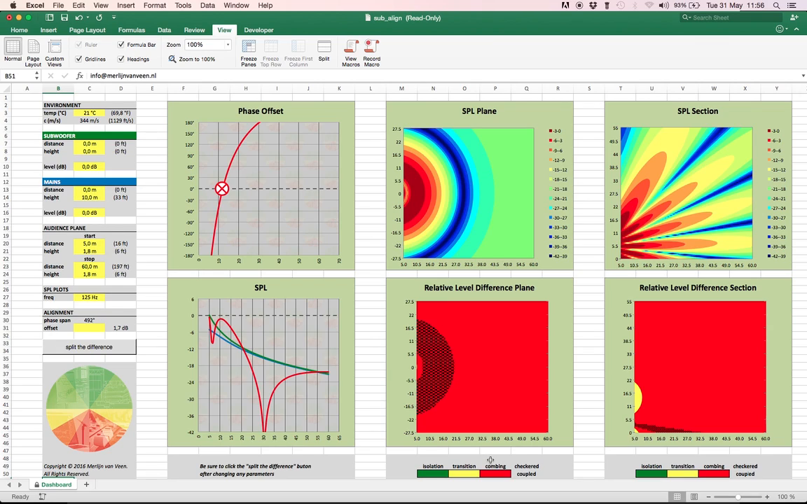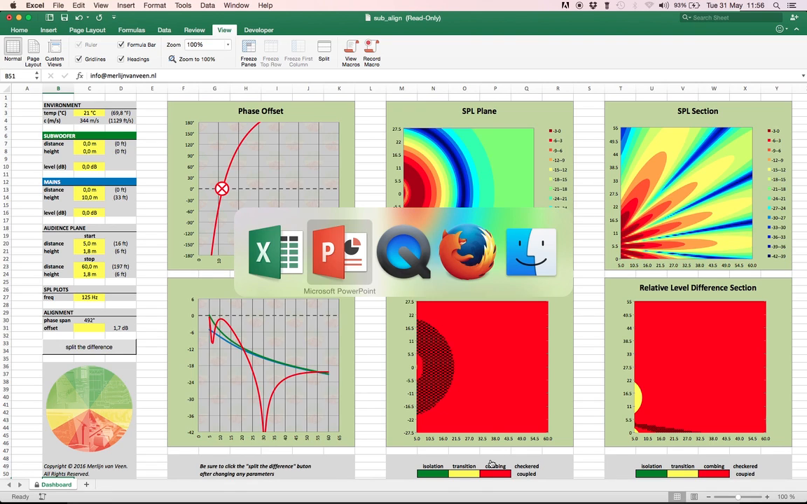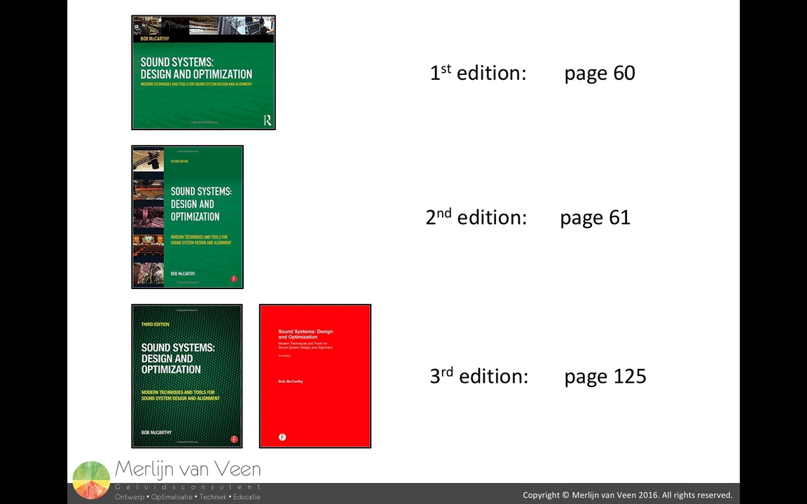Now, for those who do not know what summation zones are, it's beyond the scope of this video to explain that in great detail, and I strongly encourage you to read the chapter Summation in Bob's book. That is page 60 for the first edition, page 61 and on for the second edition, and those who have a copy of the third edition can find the summation chapter starting at page 125.